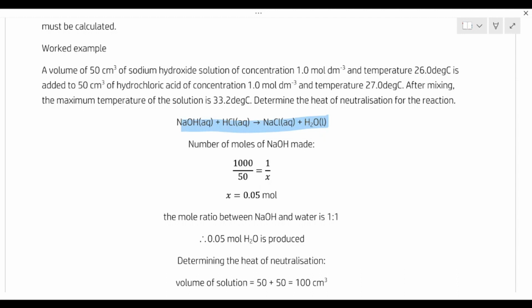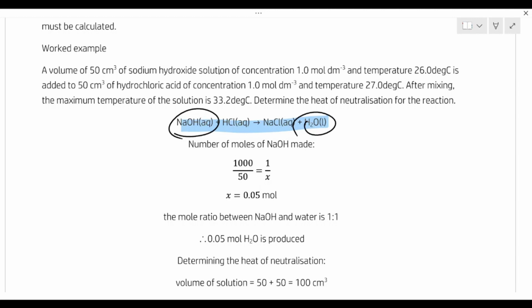The number of moles of sodium hydroxide is going to be 0.05 moles. Now we're told that it is 50 centimeters cubed of sodium hydroxide solution of concentration 1.0 mole per dm cubed. So from moles, we're going to get 0.05 moles. And we note that the mole ratio between NaOH here and water is 1 to 1. So therefore, we know that 0.05 moles of water is produced. Alternatively, you could calculate the moles of HCl and do the same calculation. As long as you're able to calculate the number of moles of water, which is what you need, then you're good to go.